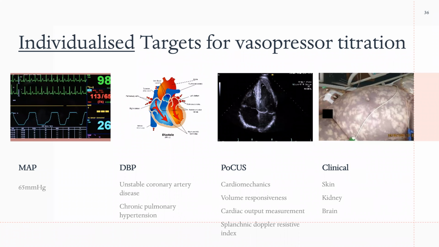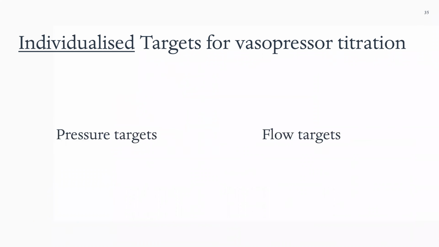In patients with unstable coronary artery disease or chronic pulmonary hypertension, they say it's better to target a certain level of diastolic blood pressure and not to look at your MAPs. In literature, there's quite a lot of discussion on what targets we should check. So I think just discuss with your consultant if necessary. So that was our pressure targets.